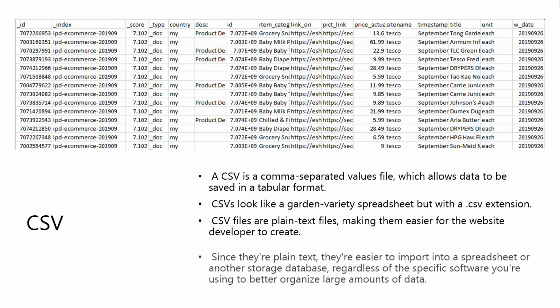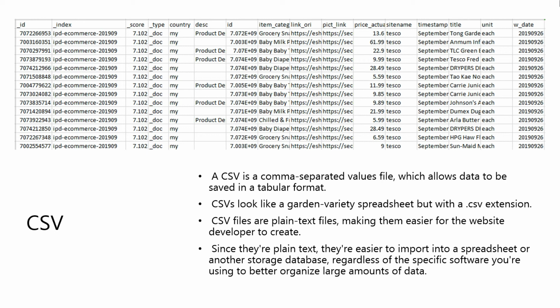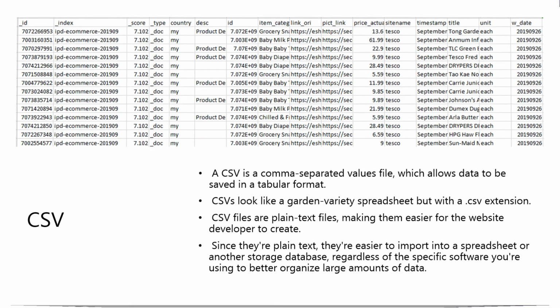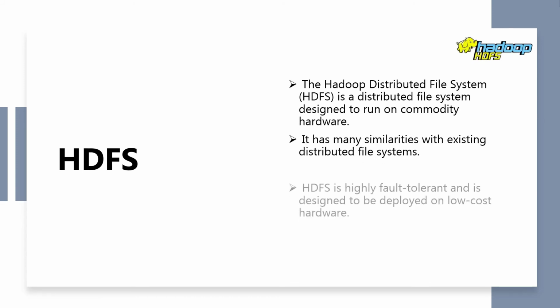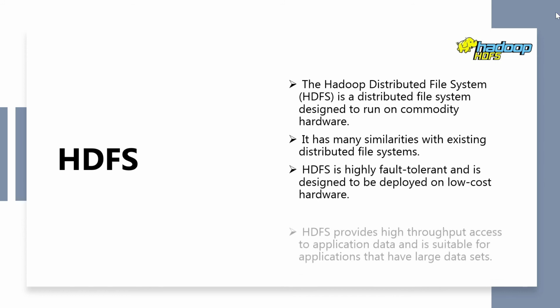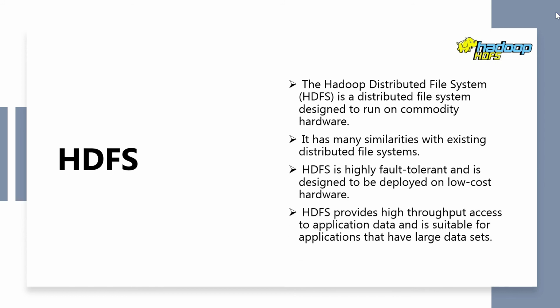This is the general information about CSV. CSV will be the output of data generator process. This is the general information about HDFS. HDFS will be used as data storage in data generator process.